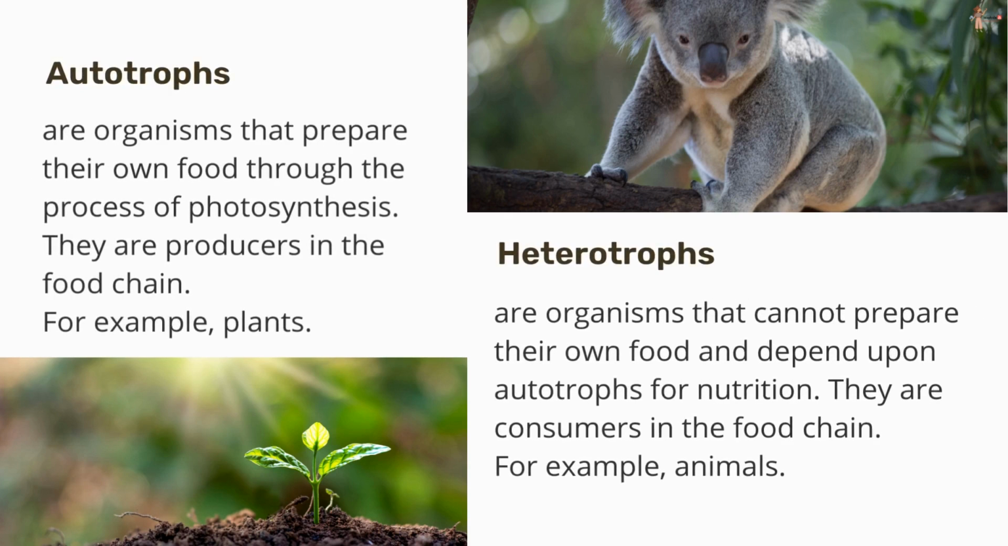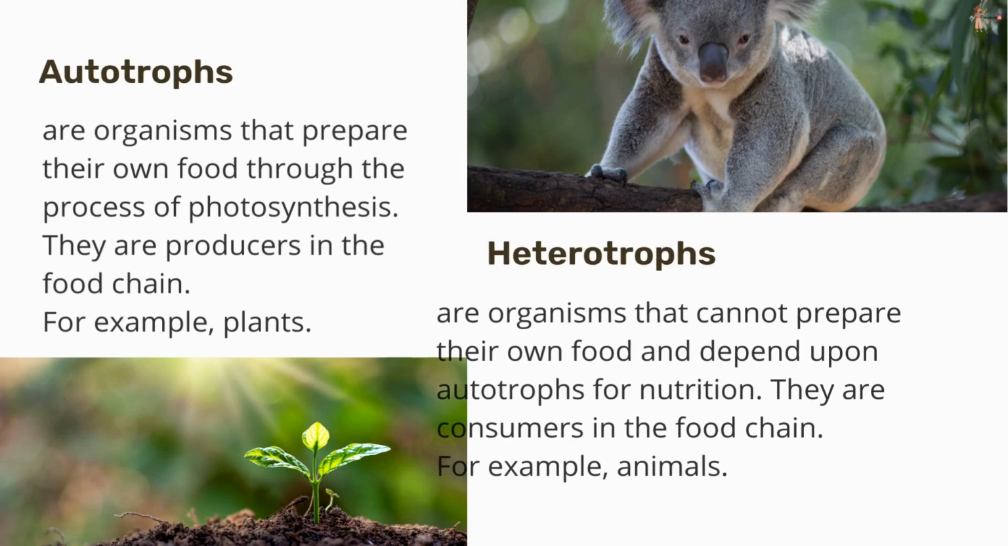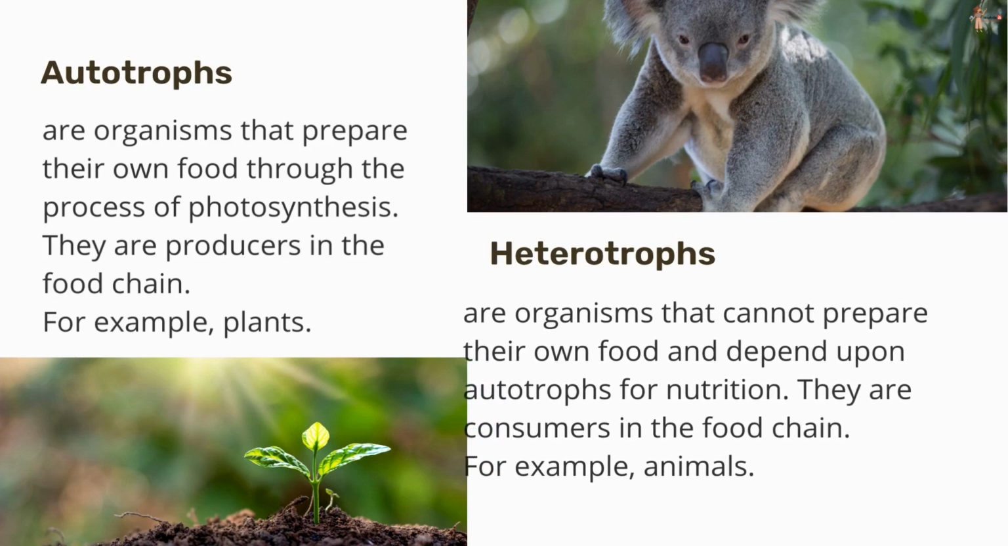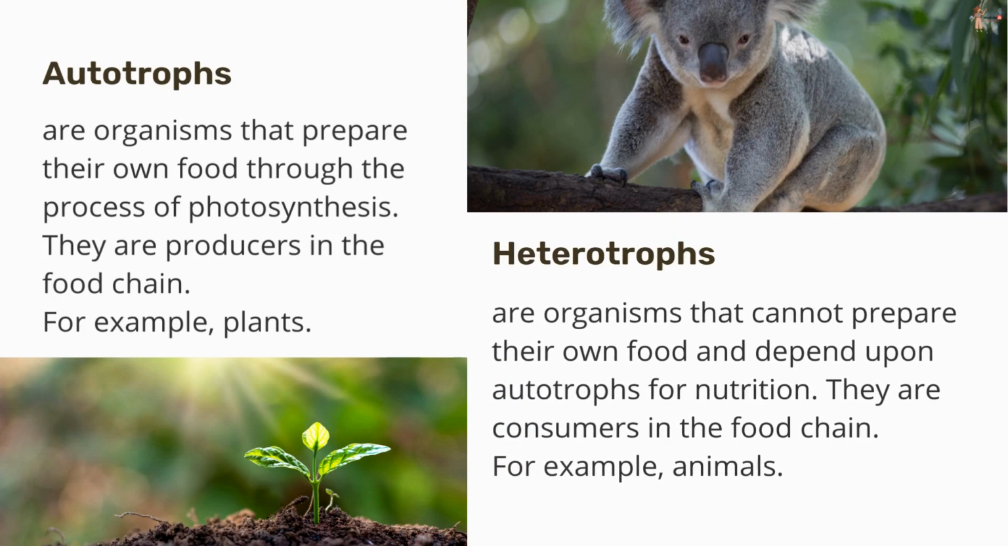Autotrophs are organisms that prepare their own food through the process of photosynthesis, whereas heterotrophs are organisms that cannot prepare their own food and depend upon autotrophs for nutrition. Autotrophs are producers in the food chain, for example, plants, whereas heterotrophs are consumers in the food chain, for example, us, animals. Moving on to the next question.